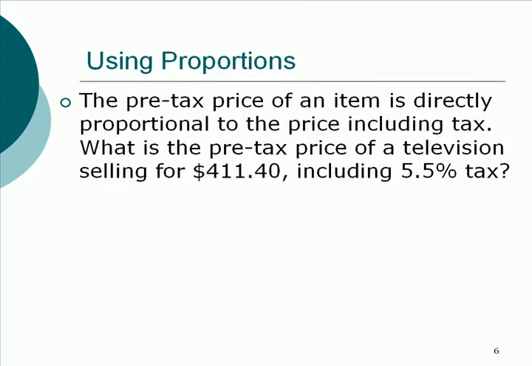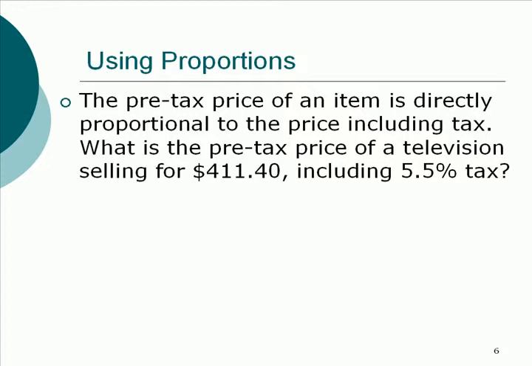Okay, here's another one. Now this is the same principle, so use the same idea. It's just that we're going to work with a different type of quantity in this case. Here's the situation. The pre-tax price of an item is directly proportional to the price including tax. That is to say, you pay the same sales tax rate regardless of how much the object costs. You always pay 5.5%.